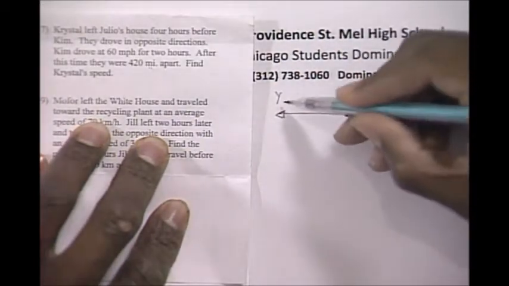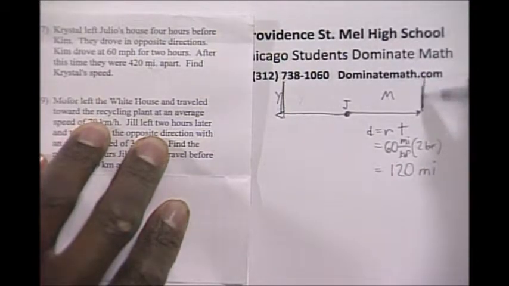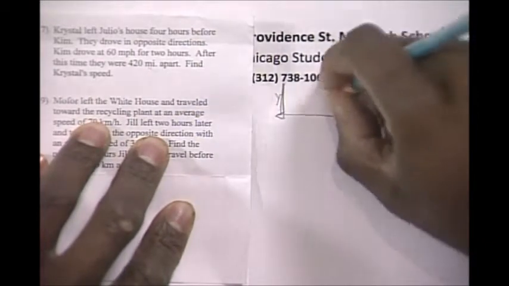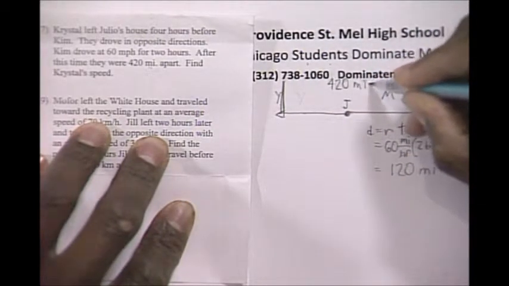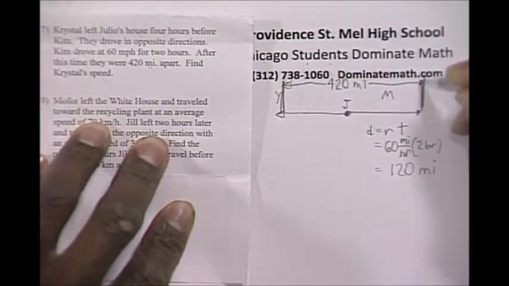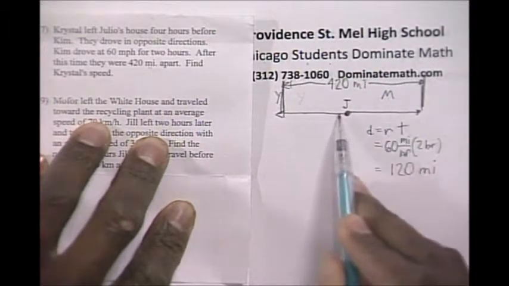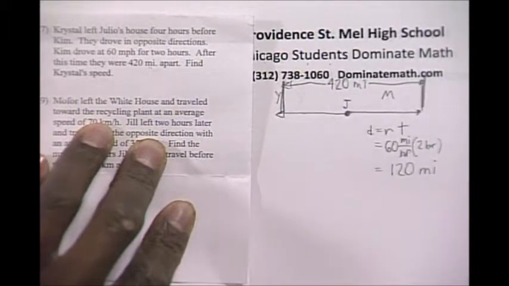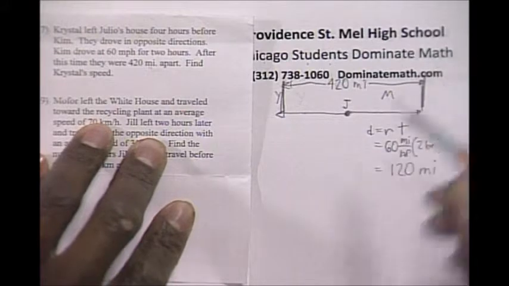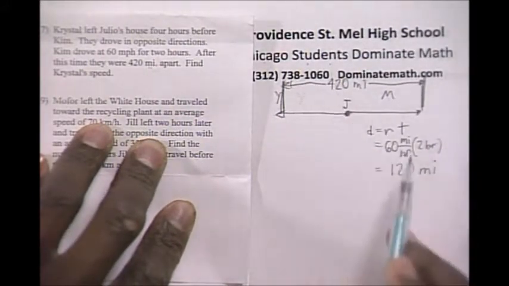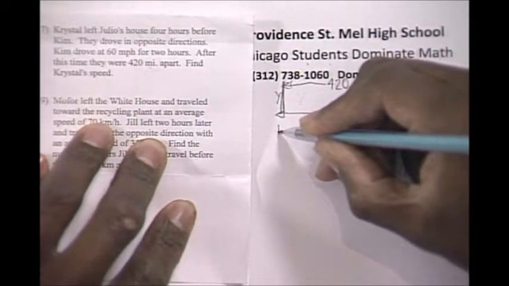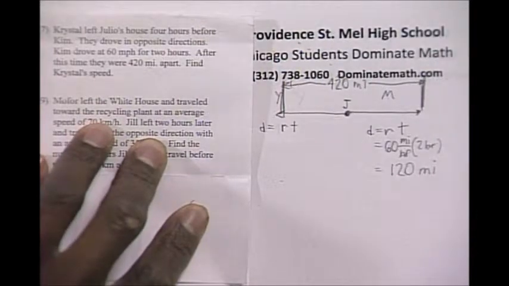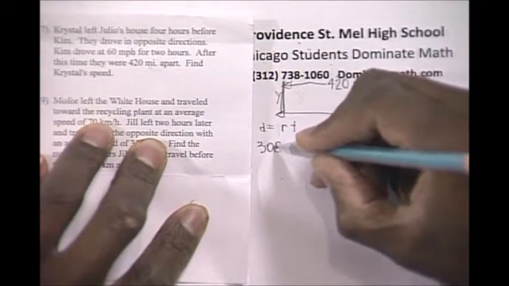So this problem is very, very similar to the one we did previously. After the 2 hours have passed, the distance apart between Kim and Crystal is 420 miles. So this total distance is 420 miles. Well, if Kim has traveled 120 miles, and they tell you that after the 2 hours have passed the distance between the two young ladies is 420, hopefully you can see that the way you'd get the distance that Crystal has traveled would be simply subtracting 420 and 120, which would be 300. Distance is equal to rate times time, but you can calculate the distance that Crystal has traveled by taking the difference of these two numbers, which is 300 miles.